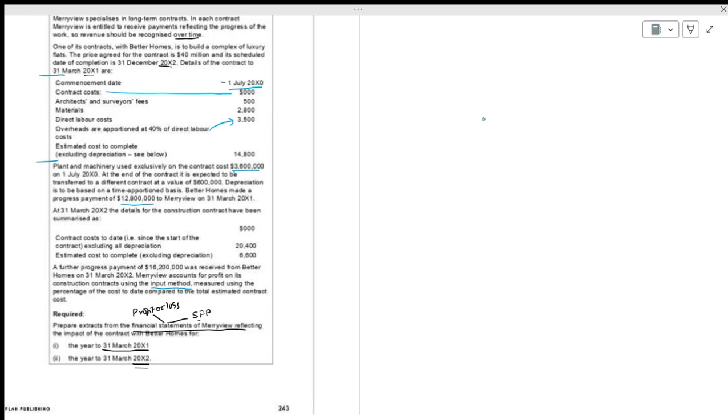What is the input method? Cost to date divided by total estimated cost. They have given the formula also: cost to date compared to total estimated contract price. We have to do this for 31st March 2001 and 31st March 2002.